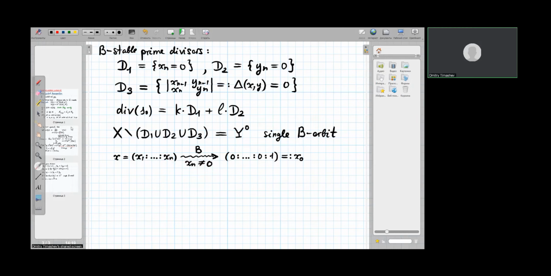And also, consider the stabilizer of this point x naught in the Borel subgroup B. The set of all upper triangular transformations which preserve this point x naught is clearly of the following form. It consists of matrices of the shape like this. Let me draw it for you.